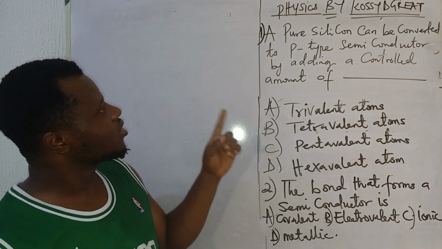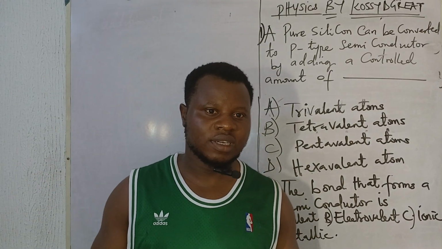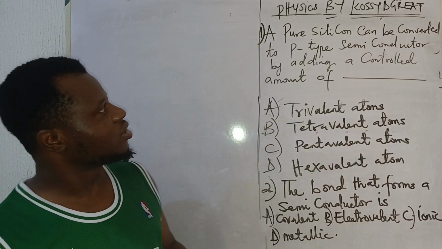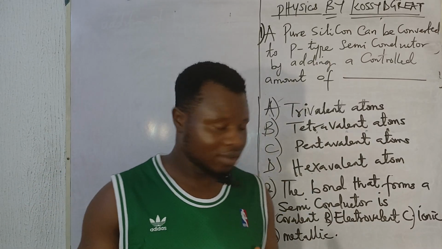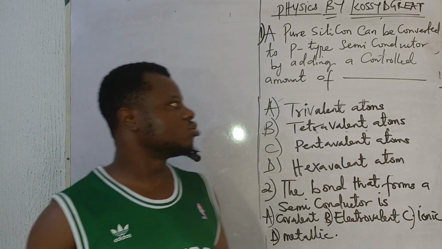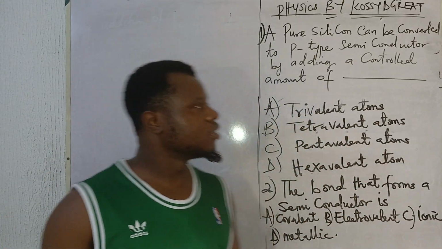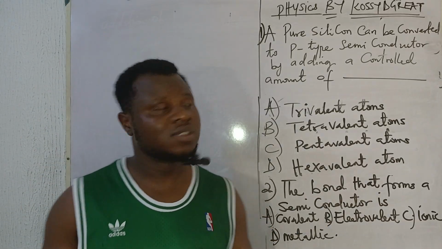Today, we are going to answer this problem, a pure semiconductor problem. Question number one says, a pure silicon can be converted to P-type semiconductor by adding a controlled amount of dash. It's a simple question, but we are going to capture a point there. And what is that point?